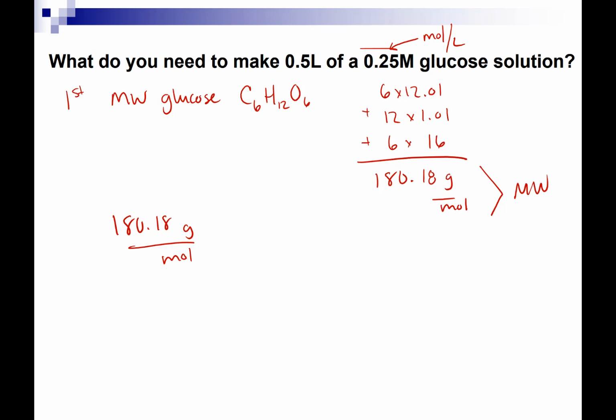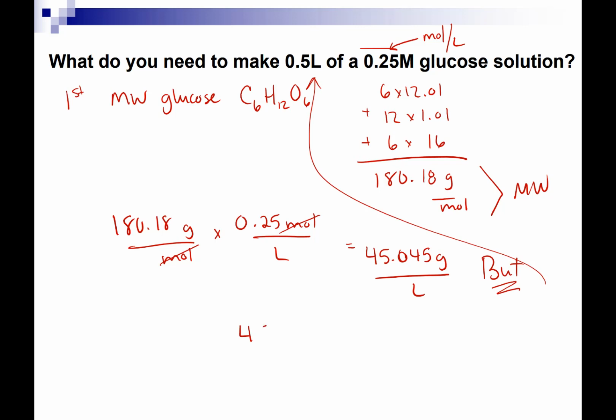Remember, you always want to put those units so they work for you. To a 0.25 moles per liter. Those cross out, and I get 45.045 grams per liter. But I only want to make a half a liter. So I take 45.045 grams per liter and I multiply that by 0.5 liters. And again, my units cancel, and I tell my boss I need to measure out 22.52 grams of glucose and dissolve that in a half a liter of water.